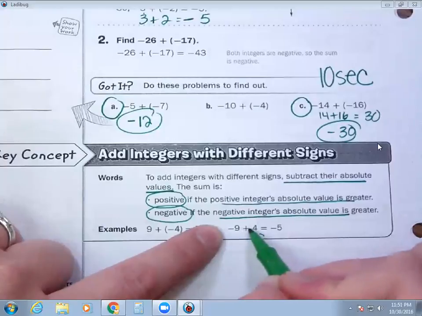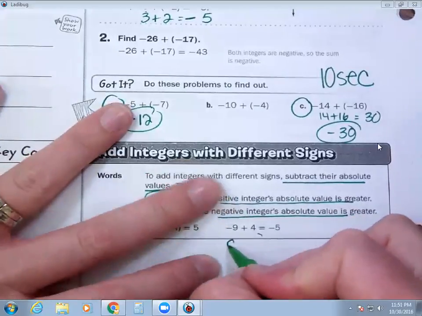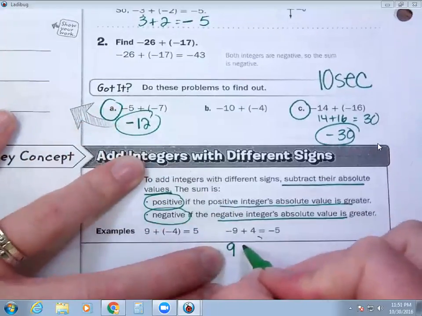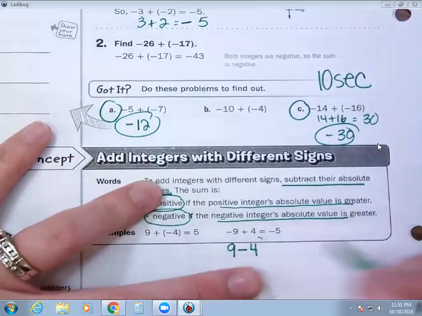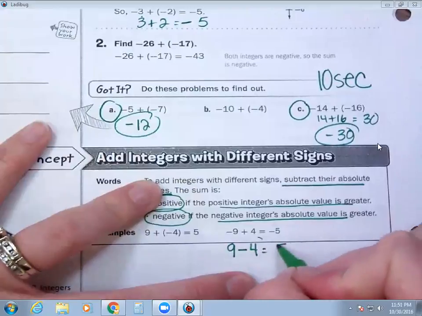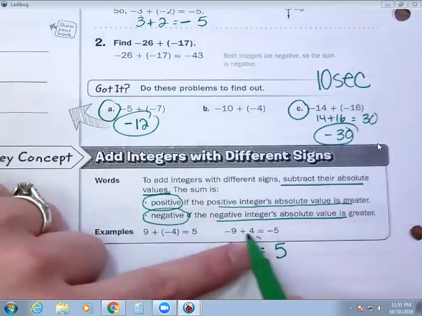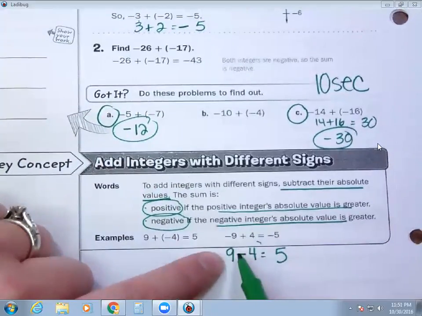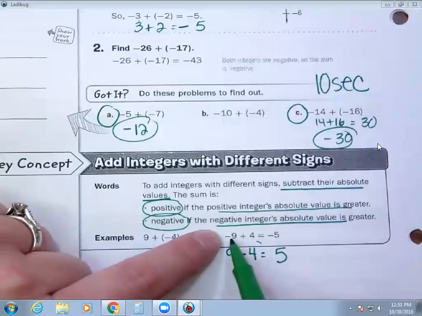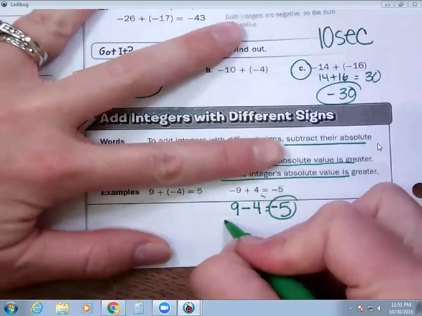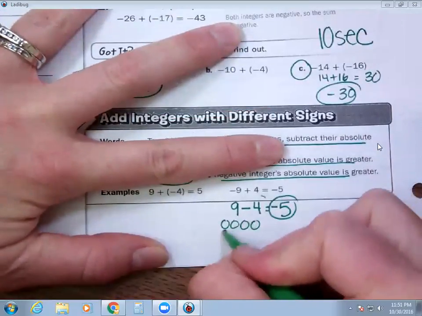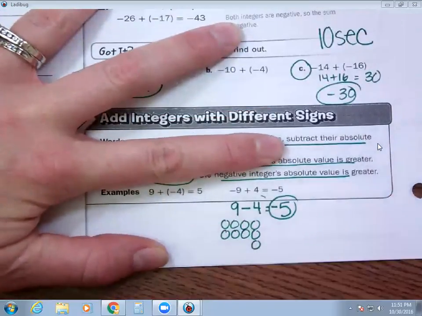But if I look at their absolute values, 9 is the absolute value of -9, minus, I'm going to subtract 4, which is the absolute value of 4. That's going to give me 5. And now I look and say, which one has the biggest absolute value? Well, the 9 has the biggest absolute value. Boom. Then we're going to keep the negative. Because if you think about it, I've got 1, 2, 3, 4, 5, 6, 7, 8, 9 negative chips, right?